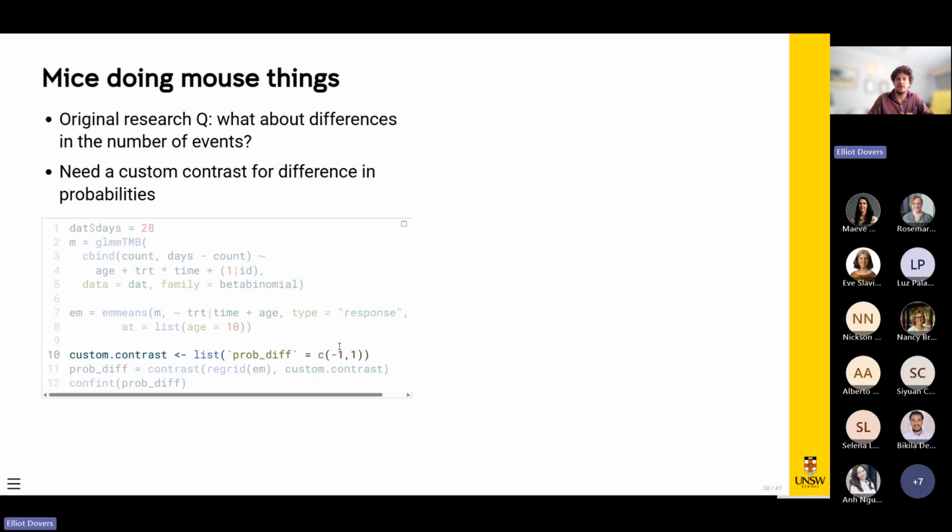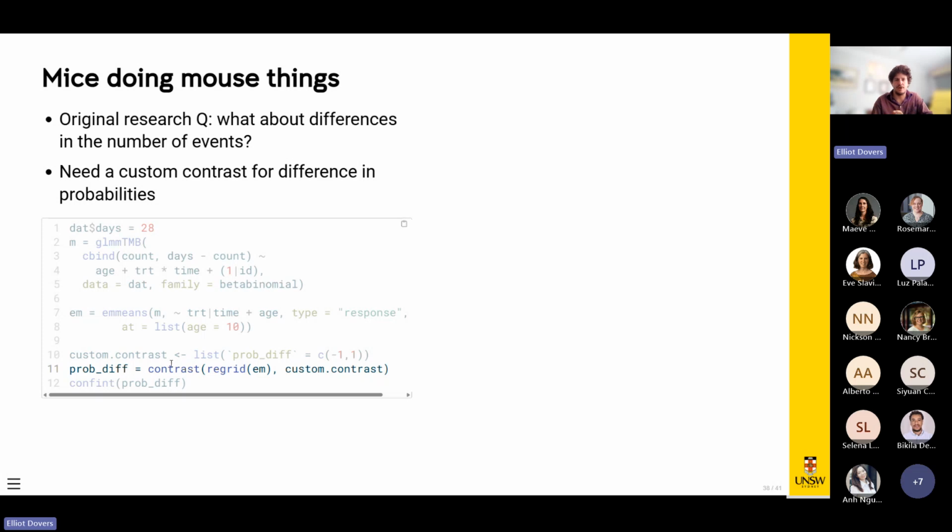Here I'm saying that I want to minus treatment 1 and plus treatment 2. So this is looking at the difference between treatment 2 and treatment 1 that way, like treatment 2 minus treatment 1, the day is different. Then I need to just wrap my EM object in this regrid function, which basically just tells it to watch out for the link function and handle it properly in this case.